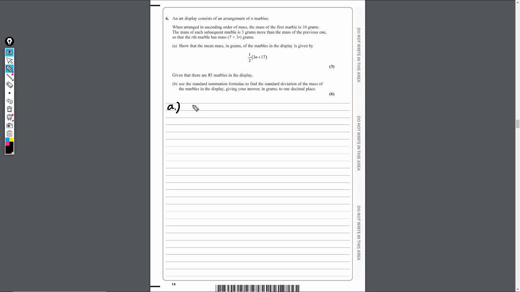Okay, so remember your formula for the mean. Well, that's going to be 1 over n, and in this case it'll be the summation of my nth term, which is 7 plus 3r. So it'll be the summation of 7 plus 3r, where r is 1 all the way up to n.